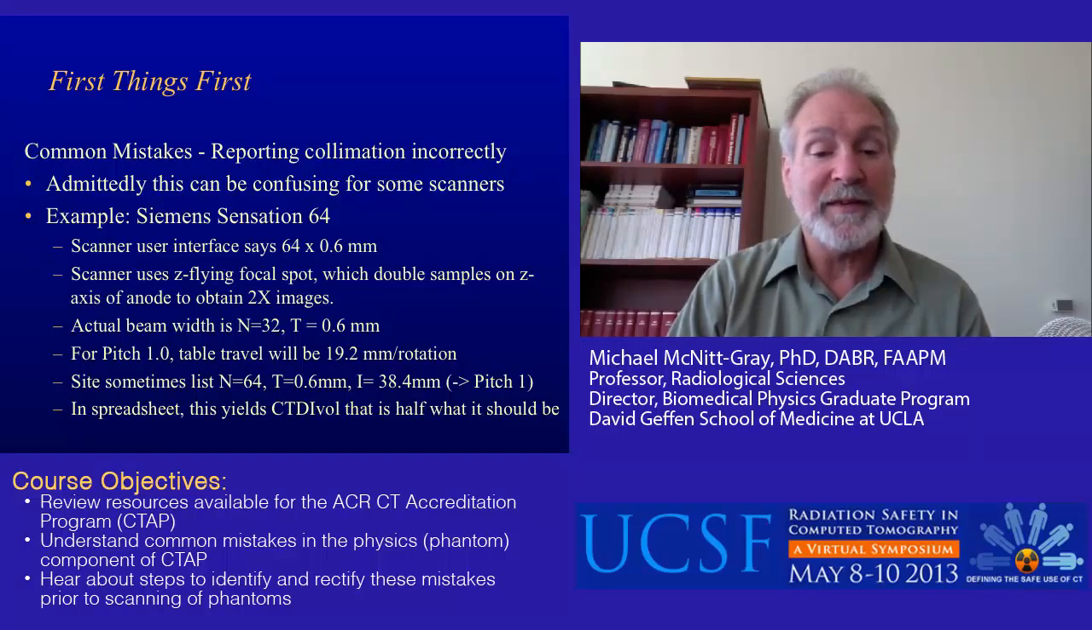Sometimes sites list this as N equals 64, which is incorrect, T equals 0.6, and then they'll put in an interval of 38.4 to indicate this is a pitch of 1.0. But the increment is actually 19.2 as indicated in the previous row. If these values carry over into the spreadsheet and that's used for calculating CTDIvol, then the CTDIvol value will be half of what it should be, and this leads to an incorrect value.